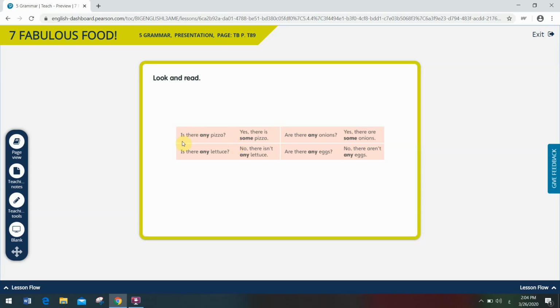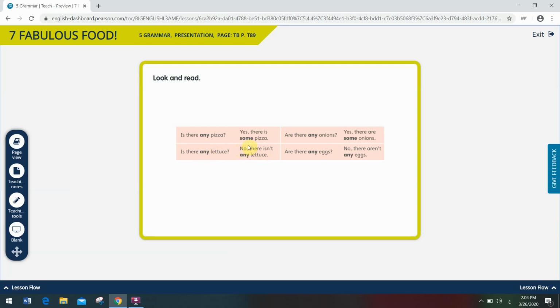So if you take a look at this question, is there any pizza? This is a question, and we use any with pizza. Why? Because this is a question. And here, no, there isn't any lettuce, and this is an answer, but it's in the negative form. Here we have isn't, and this is the negative form. So, as I said before, we use any for the question and in the negative sentences.